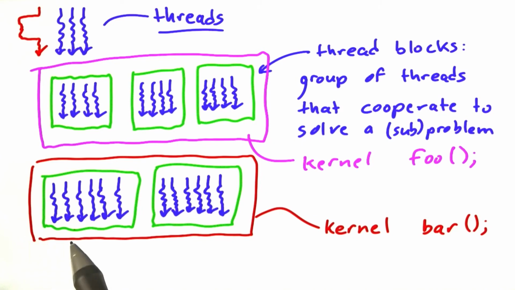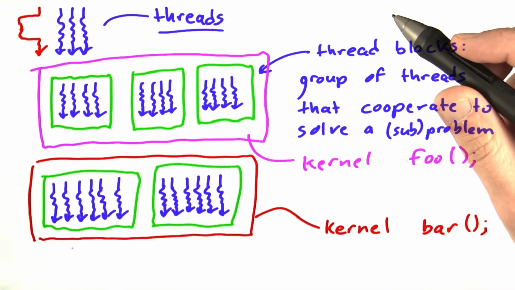Another thing to notice about the way I drew this is that I have a different number of thread blocks with a different number of threads. That's actually something you can pick for each kernel. And we'll talk later about why you would choose different numbers of threads and different numbers of thread blocks, and how you would organize these. So that's the programmer's view of the GPU.